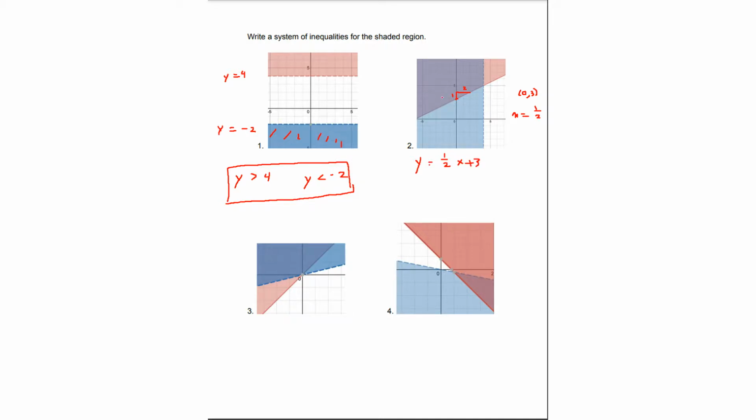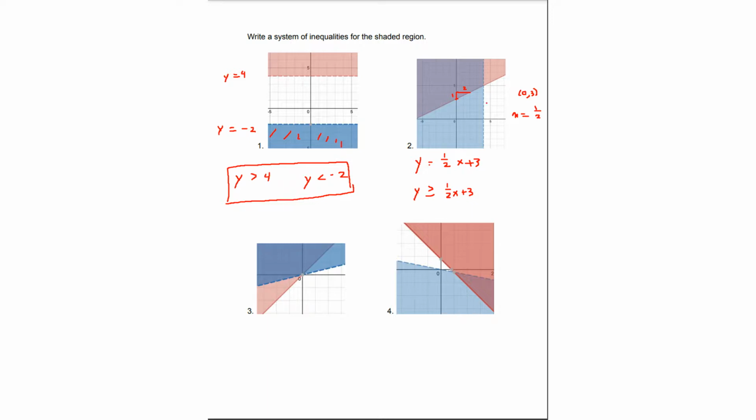But since it's a system of inequalities, you have to figure out which side the inequality points to. So since it's shaded above, that's going to be greater than, and it's a solid line, so it's equal to. So y is greater than or equal to 1/2 x plus 3.